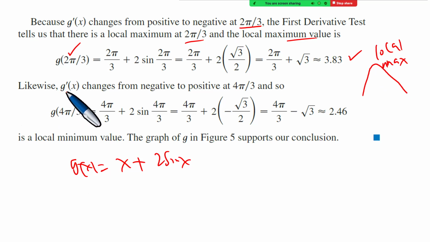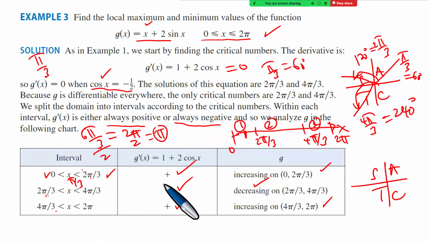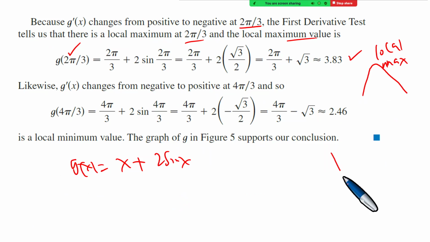Likewise, g prime changes from negative to positive at 4 pi over 3. Because of that, we have a local minimum, and this is the number. The graph of g in figure 5 supports our conclusion.